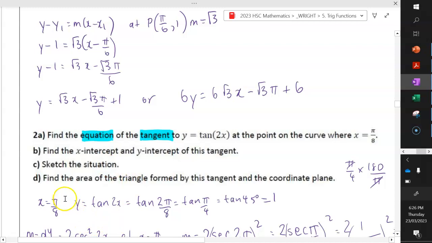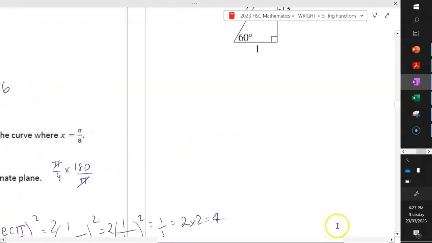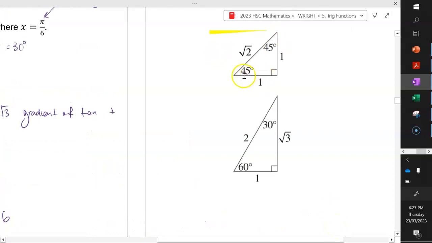Okay, so I did that finding the y value first. So x is pi over 8, so y is tan 2x. I'll pop that pi over 8 in where the x is, so I get tan 2 pi over 8. The 2 and the 8 will cancel, so I get tan of pi over 4. If you change that pi over 4 to degrees, pi over 4 times 180 over pi, the pi's cancel and 180 divided by 4 gives us 45. So tan of 45 on our special triangles, let's have a look. Either 45 will do. Tan of 45, it's tan opposite on adjacent, so it's going to be 1.